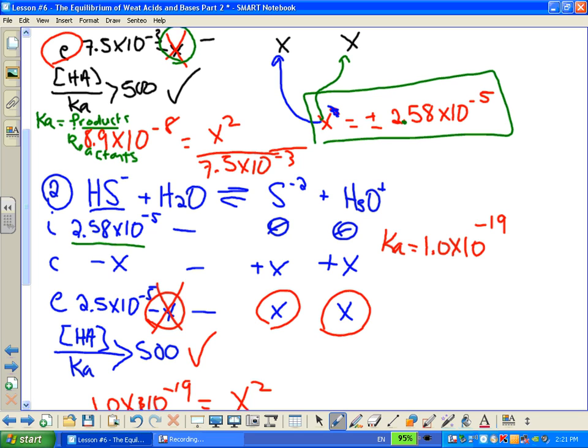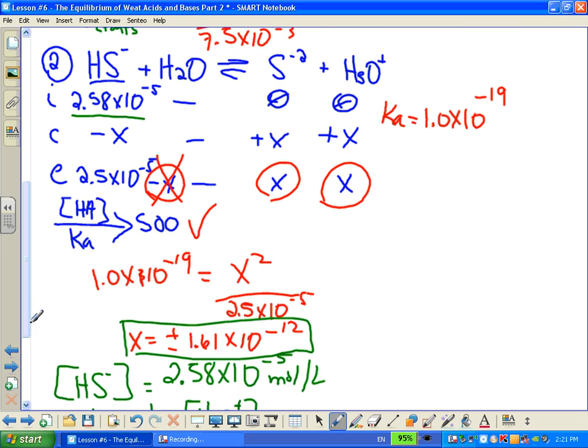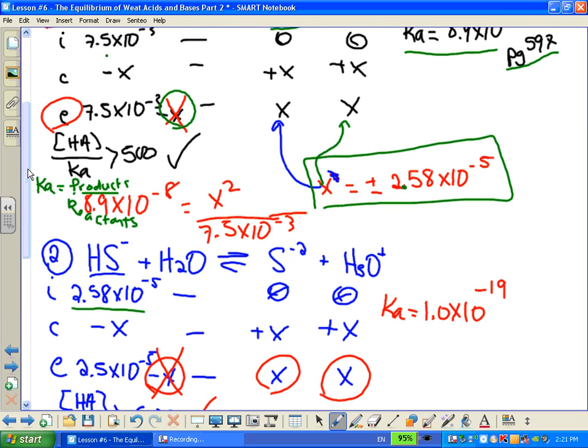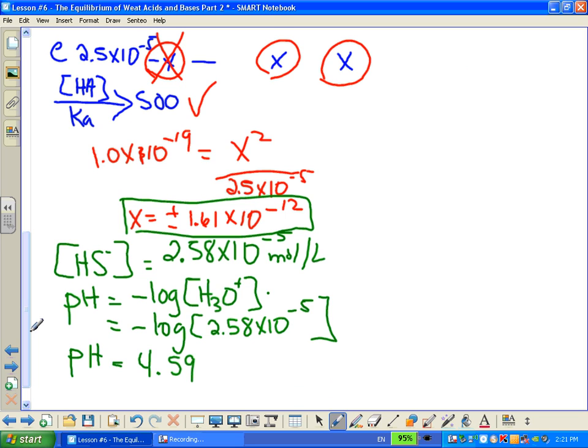Again, we're going to check if it's greater than 500 to see if we need to keep the X, and it is greater than 500 when we substitute those values in. So we don't keep the X. Again, we're still doing that equation from above here. Ka equals products over reactants. So we substitute our values in.